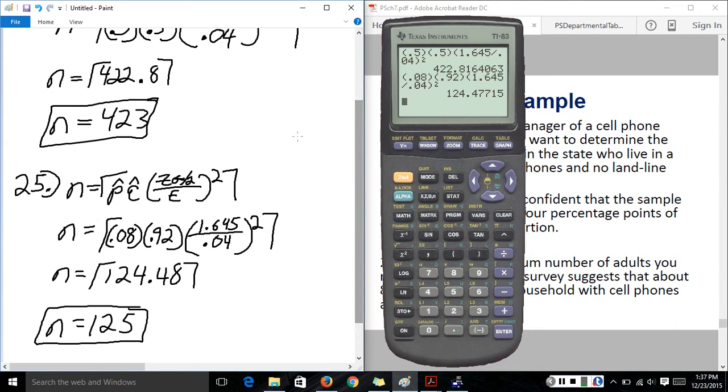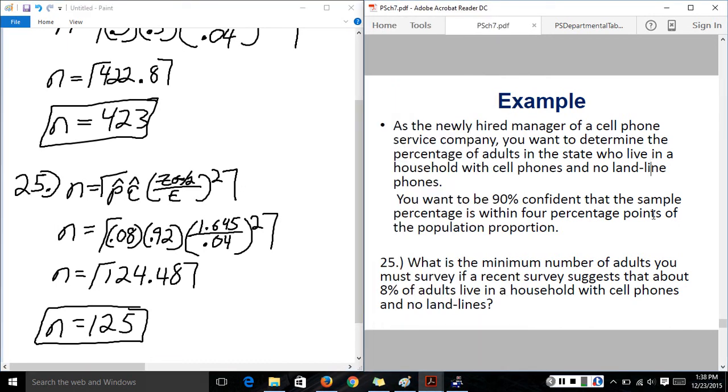Now notice how different these numbers are in 24 and 25. In number 25, we had a good idea of where to start, either from a sample or from maybe another study's suggestion. And because we knew where to start, our sample does not need to be as big as it would be if we didn't have any idea where to start. Either way, that's how you find the minimum sample size for a confidence interval involving a population proportion.